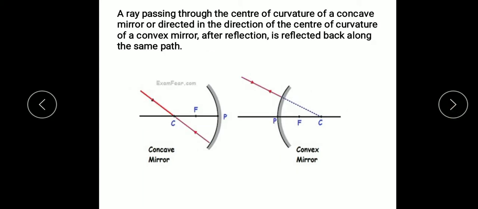And now the third rule is a ray coming through the center of curvature of a concave mirror, or towards the direction of center of curvature of a convex mirror, reflects back along the same direction, in case of both concave mirror and convex mirror.